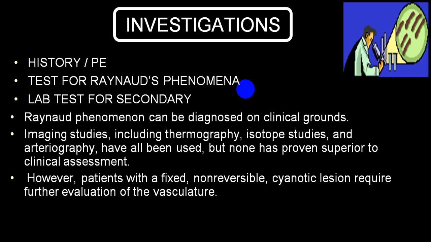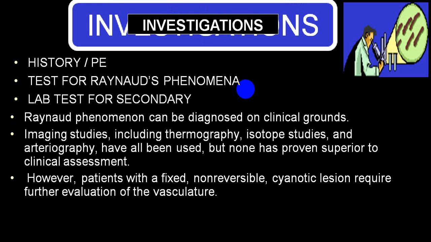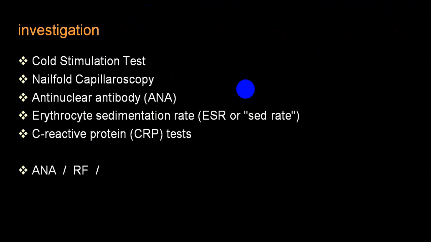While in case of secondary, you might require certain investigations, mainly to rule out collagen group of disorders. The commonest tests are what we call a cold stimulation test, nail fold capillaroscopy, ANA, ESR, and CRP. ANA can be associated with RA factor also.